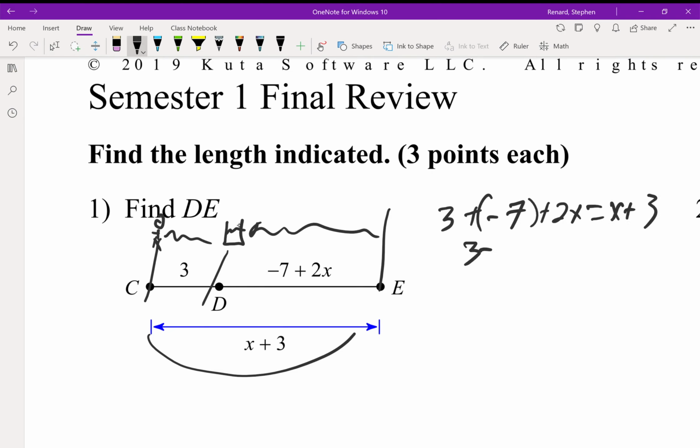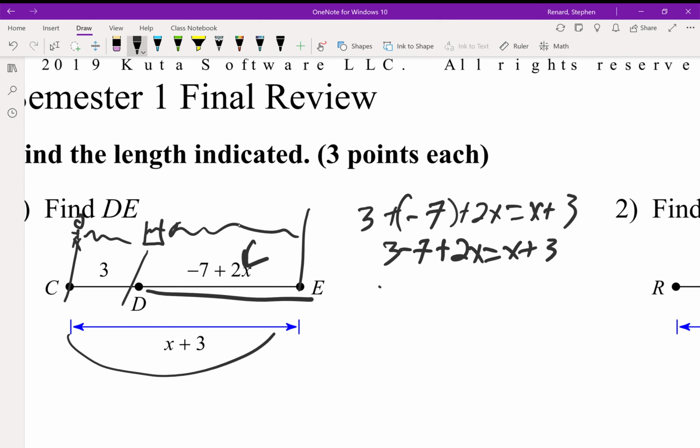So that turns into 3 minus 7 plus 2x equals x plus 3. And then we have to solve for x. Because ultimately, when they ask us to solve for D to E, we need to find x, plug it into right there, and that's going to be our answer. So that gives us -4 plus 2x equals x plus 3. We want to combine our like terms across the equality sign.